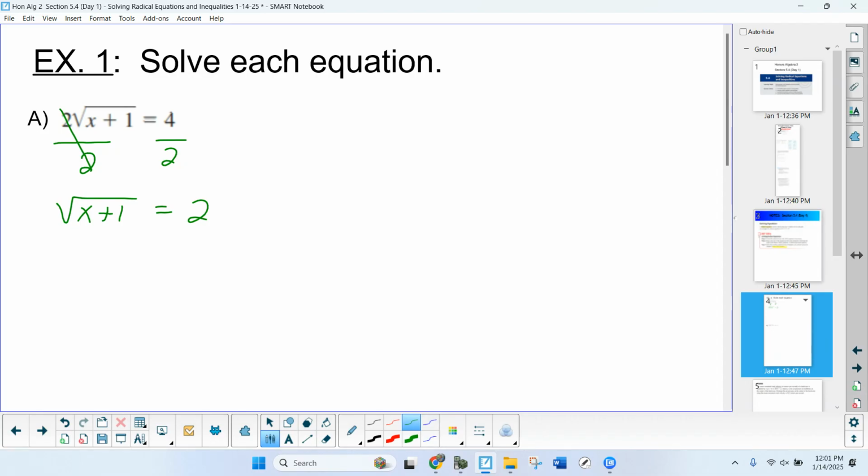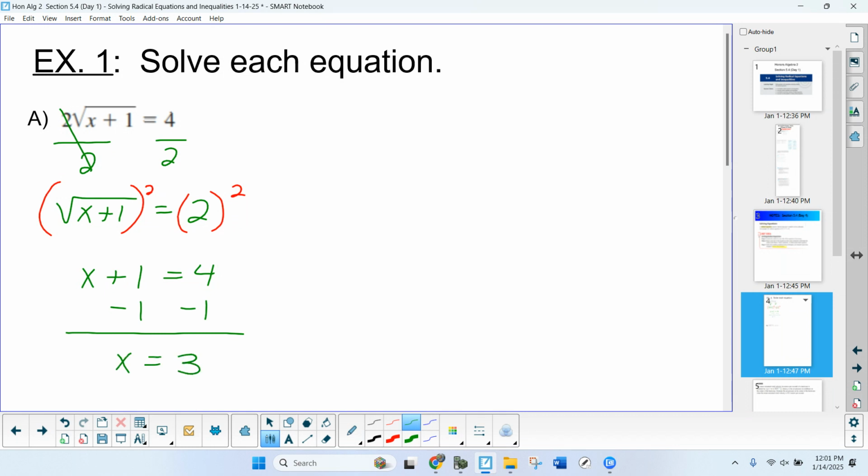Cash, how do you think you undo square root? Square. So the opposite operation of square root is square. Whatever you do to one side, you do to the other. Now over here, these cancel and you're left with what? X plus 1. And what's 2 squared? Subtract 1. And what do you get? X equals 3. Now, before I circle my answer, I do need to come over and check it.